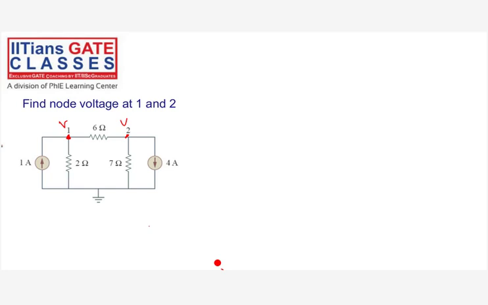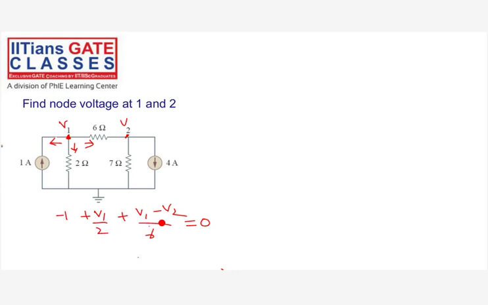Okay, so if I simplify this, it will become V1 times (1 by 2 plus 1 by 6), that is 4 by 6, right? 1 by 2 plus 1 by 6. Okay, minus V2 by 6 is equal to 1. Or if I take 6 as LCM, what will I get? 4V1 minus V2 is equal to 6. So this is equation 1.